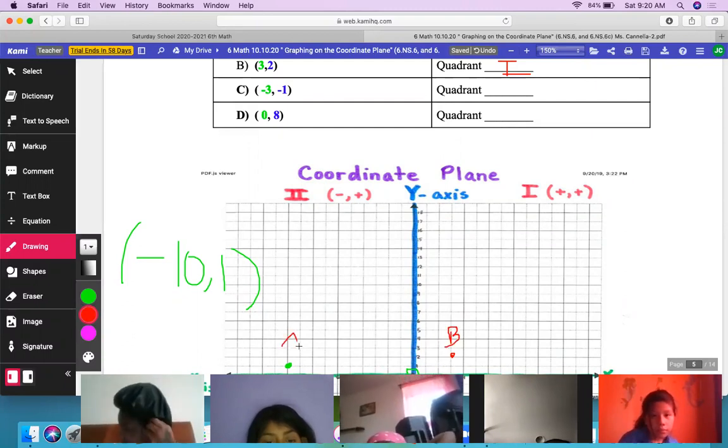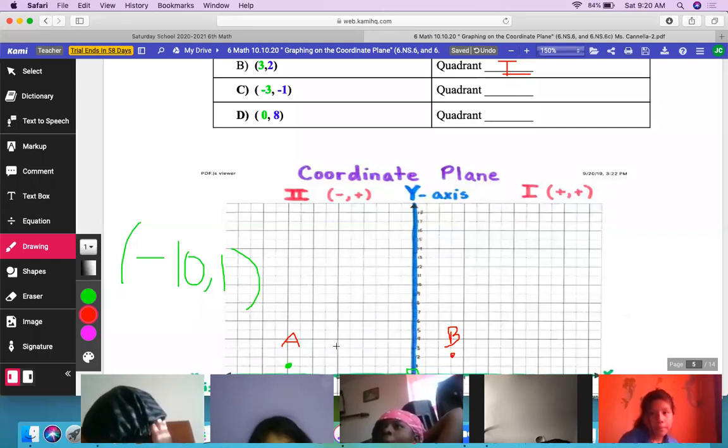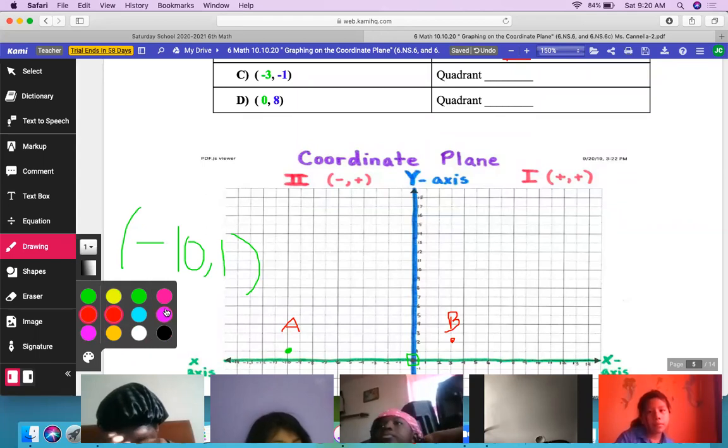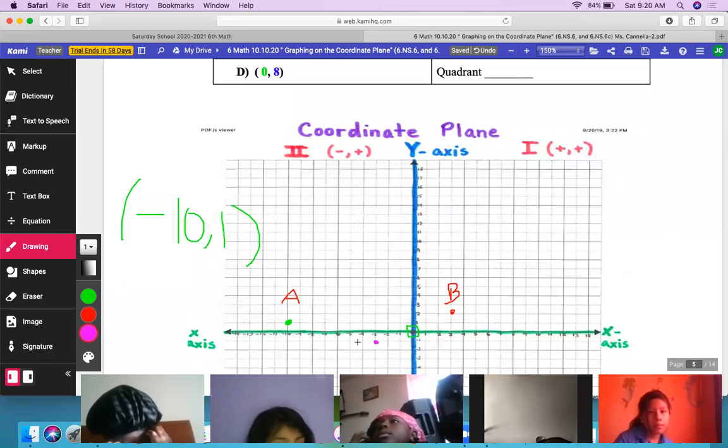Okay. Go ahead. Go do C and D. I'm not helping you. Go. So you go to the left 3, go down 1, and that's in quadrant 3. Oh, yeah. Okay. Check you out.